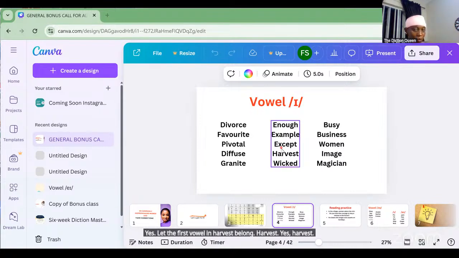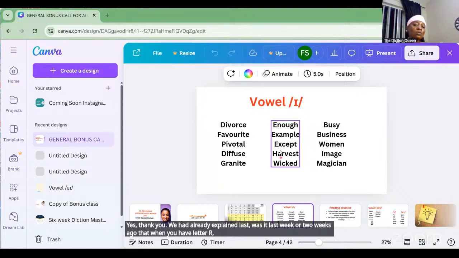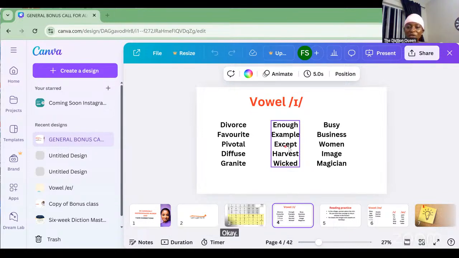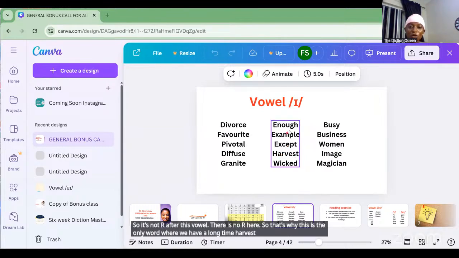Wicked. No, wicked has 2 short sounds. So don't make wicked long. Wicked. Okay. Wicked. Yes, thank you. We had already explained, was it last week or 2 weeks ago, that when you have letter R after a vowel, most times the vowel will become longer. There is no R after this vowel, so it's not long. There is no R here. So that's why this is the only word where we have a long sound. Harvest. Others have short vowels.